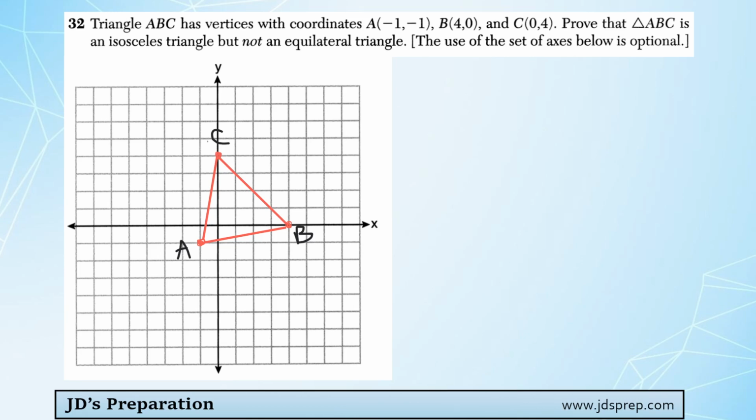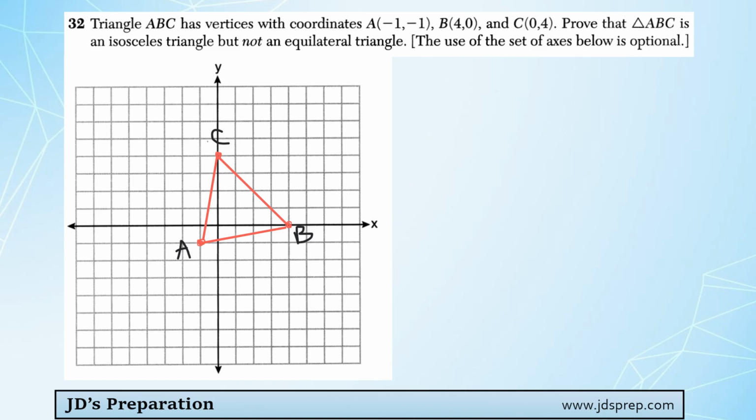So in this question, we're being asked to prove that the given triangle is an isosceles triangle, but not an equilateral triangle. There's actually two different methods we could do here. One would be to use the distance formula to compare the length of all three sides, show that two of them are the same length and the third one's different.